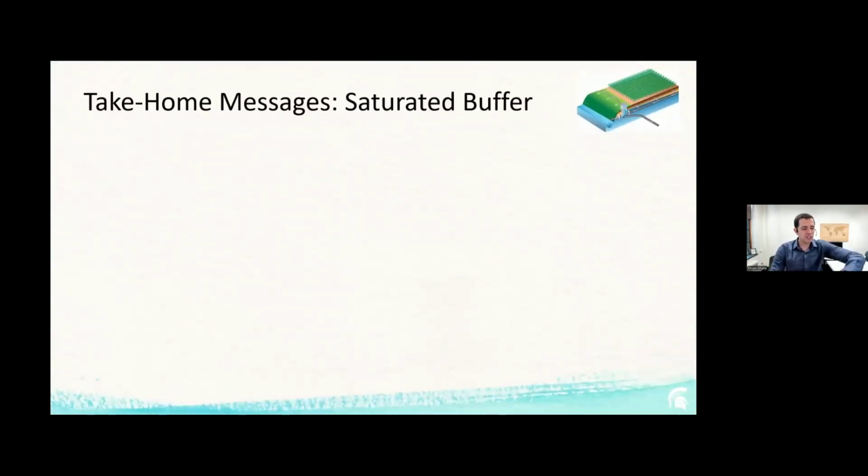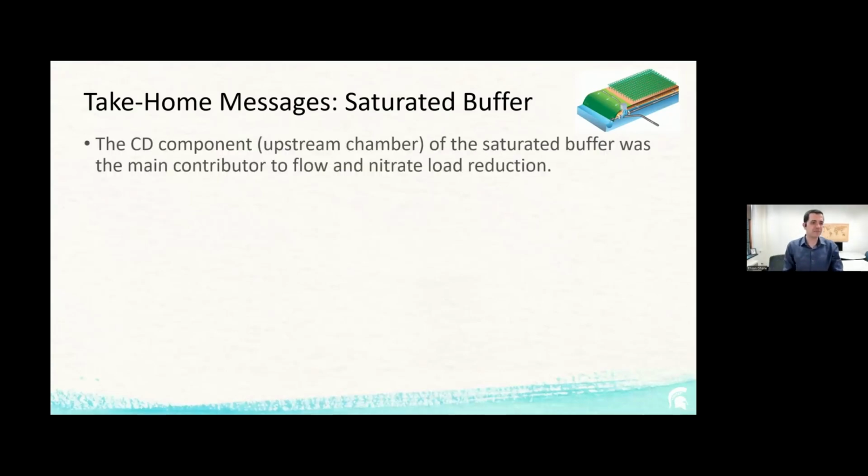So the take-home message is, looking at the whole picture here, we were able to use this control and dissect the effects of the first chamber and the middle chamber. And here we have the control drainage component was a really big player. It played a major role in nitrogen load reduction.